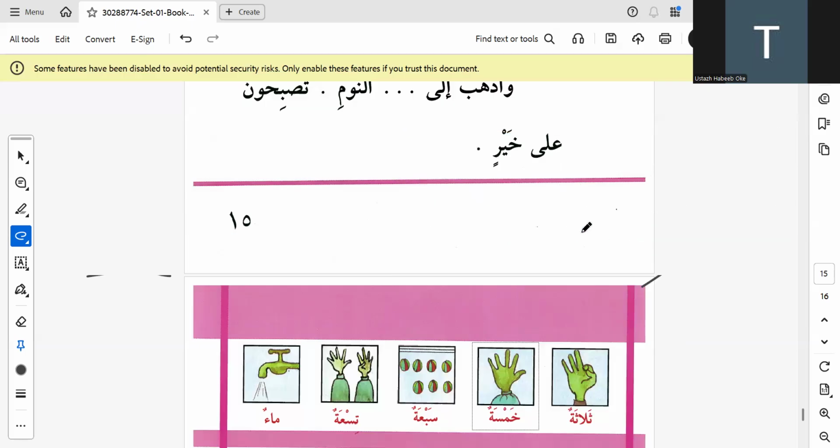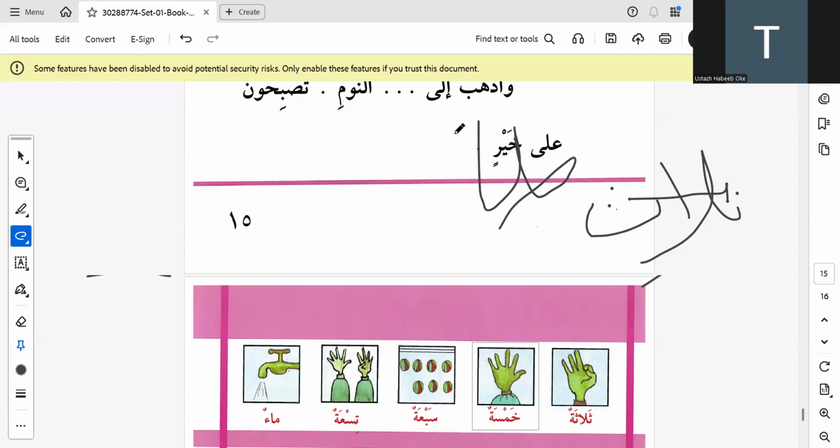So for feminine, I want to say 3 feminine students. So I will say thalathu talibatin. Now look at what is happening here. Talibat is feminine, so we chose thalathu. Is that taken? So that is what happened there.